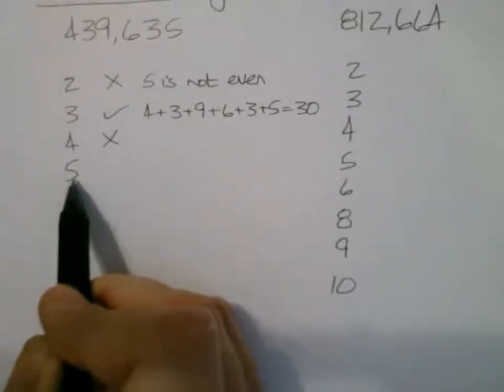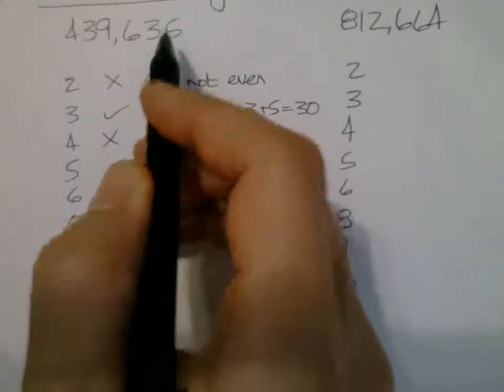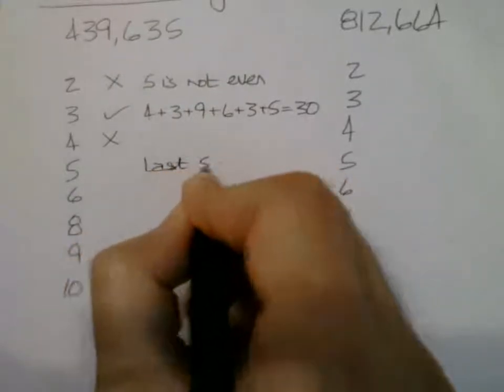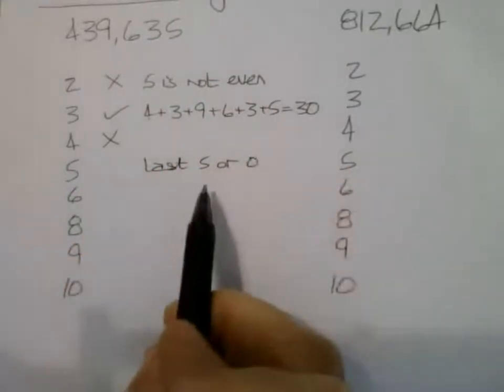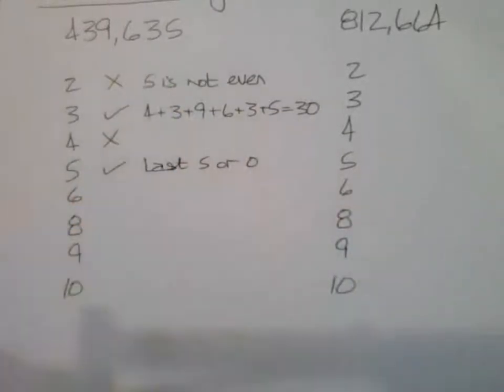Is it divisible by 5? Again, I'm looking at just the last digit. If the last digit is 5 or 0, then it's a yes. Otherwise, it's a no. That's a 5. So that's a yes on 5.